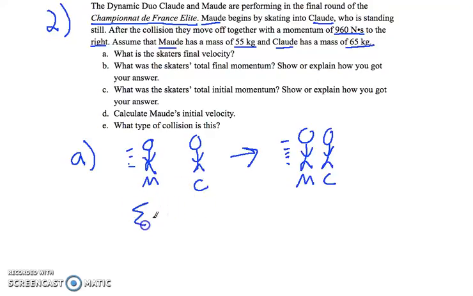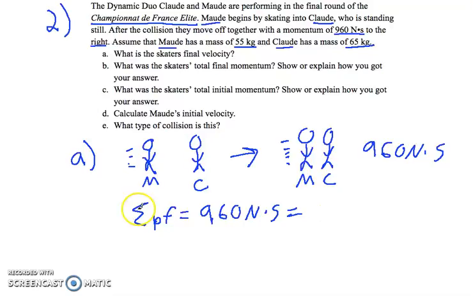We know one thing: their final total momentum is 960 Newton seconds, because the problem told us that after the collision they're moving with 960 Newton seconds of momentum to the right. So the total momentum is 960 Newton seconds. Remember that momentum is mass times velocity. Because they're one object, this is equivalent to the masses of both of them together times their total velocity.